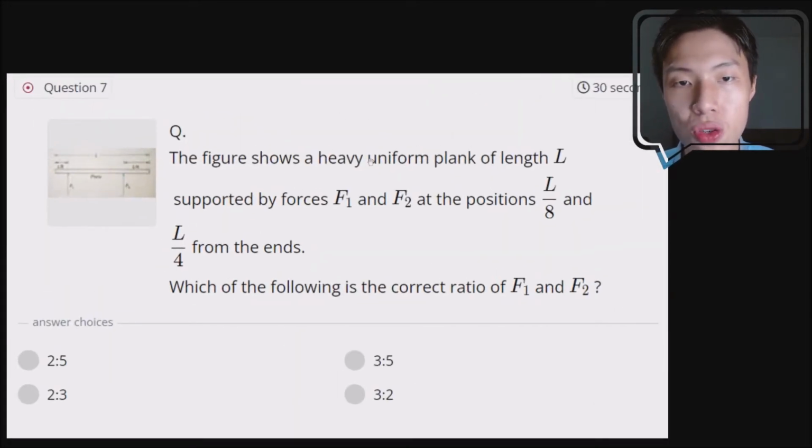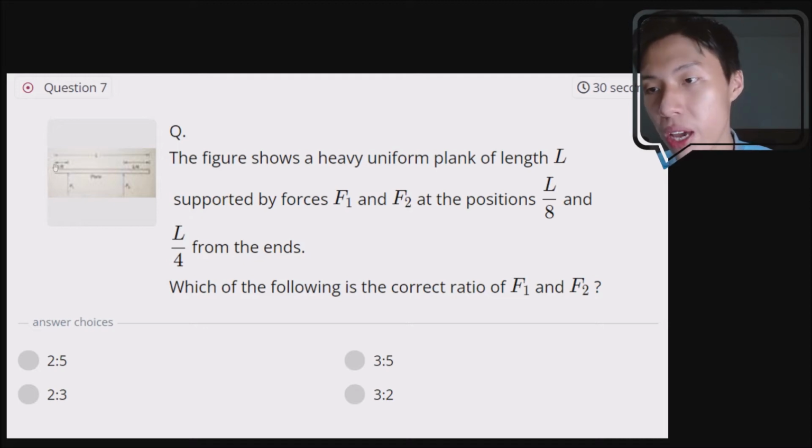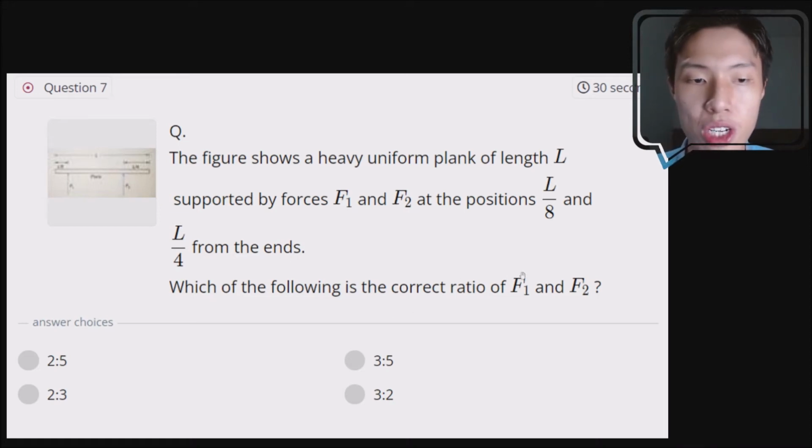The figure shows a heavy uniform plank of length L. So this is a plank of length L and is supported by forces F1 and F2 at positions L over 8 and L over 4 from the ends. So at L over 8 from the left end, you have force F1 pushing it upwards. At L over 4 from the right hand end, you've got F2 supporting it. So now they ask for the ratio of F1 and F2.